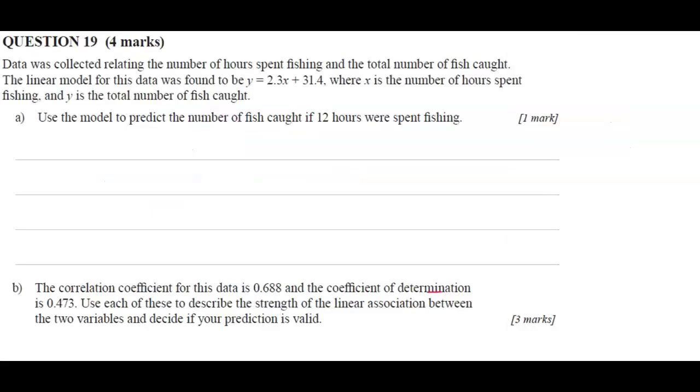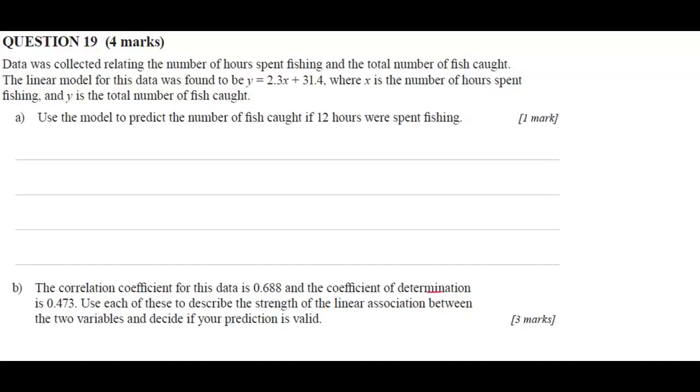Question 19. Data was collected relating the number of hours spent fishing and the total number of fish caught. The linear model for this data was found to be y equals 2.3x plus 31.4, where x is the number of hours spent fishing and y is the total number of fish caught. A. Use the model to predict the number of fish caught if 12 hours were spent fishing.